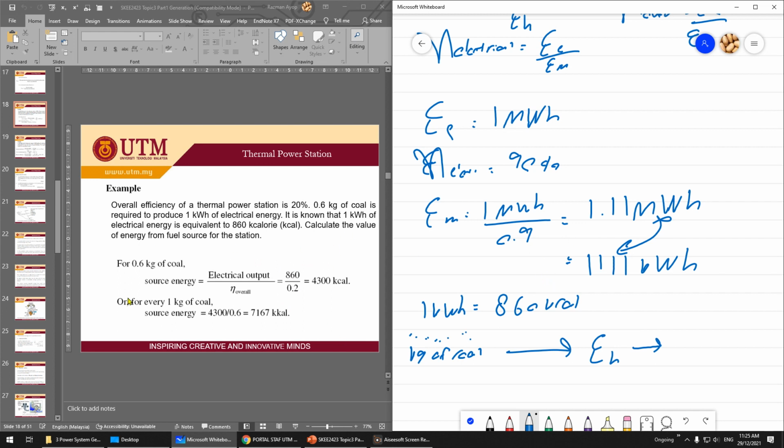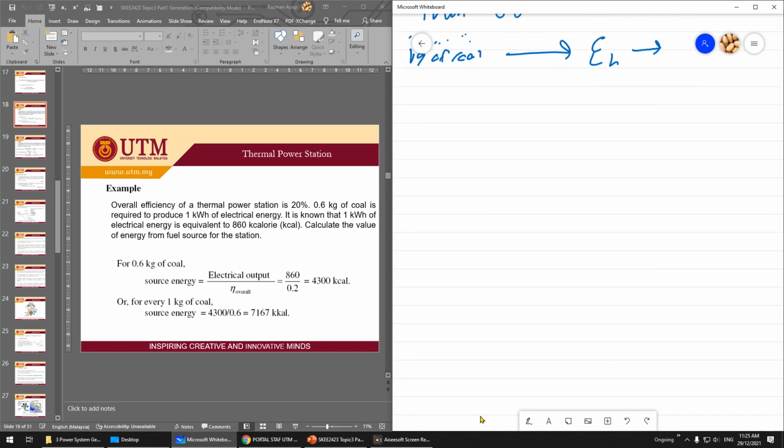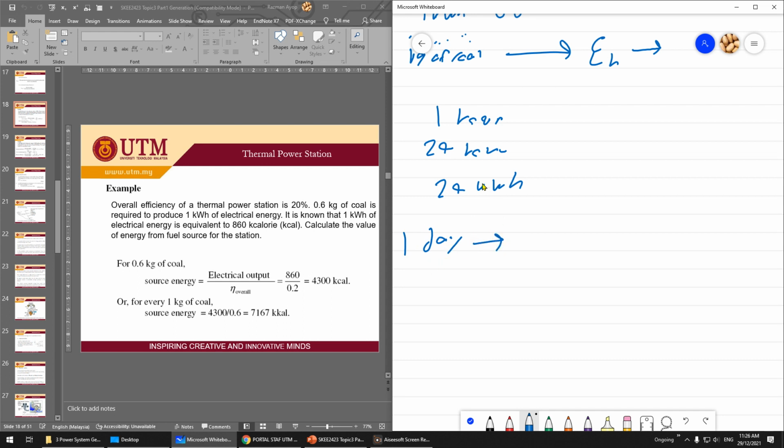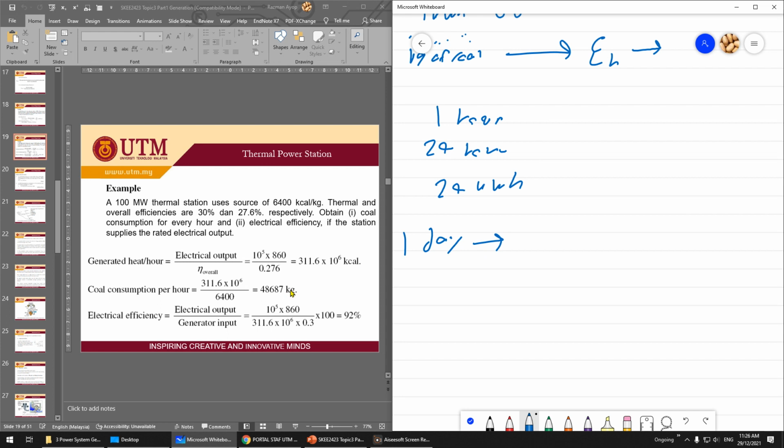So make sure you know how to calculate this, and of course you have to be careful whether this energy is for 1 hour or 24 hours. So if the system is 24 kilowatt hour, how about 1 day? How much energy is it? Make sure you know how to calculate this. So this is the calculation and everything.